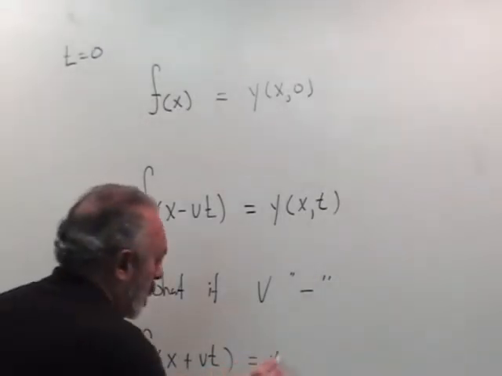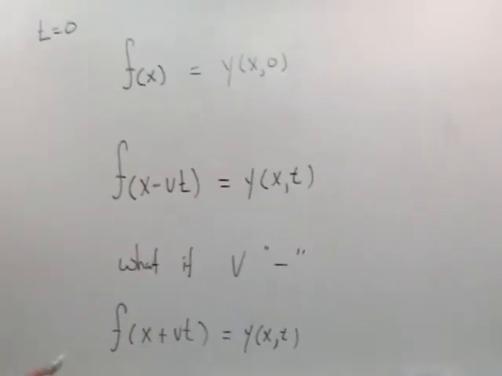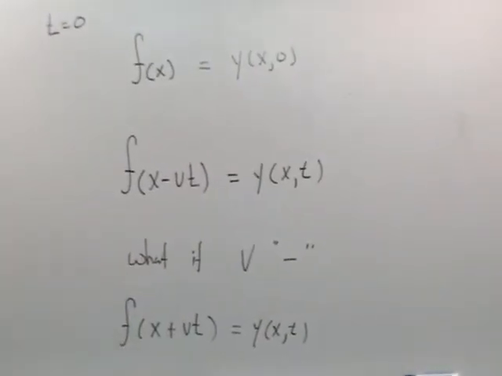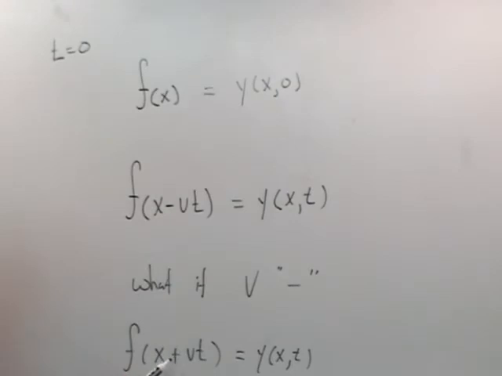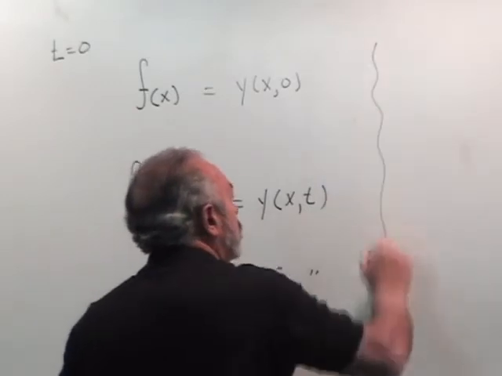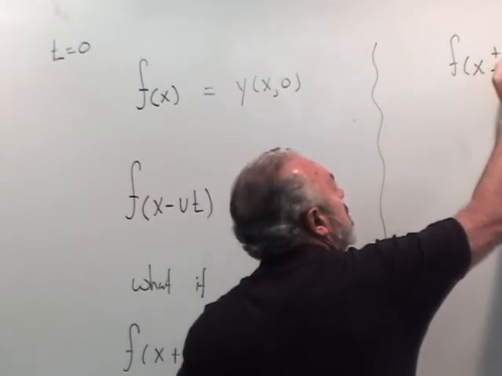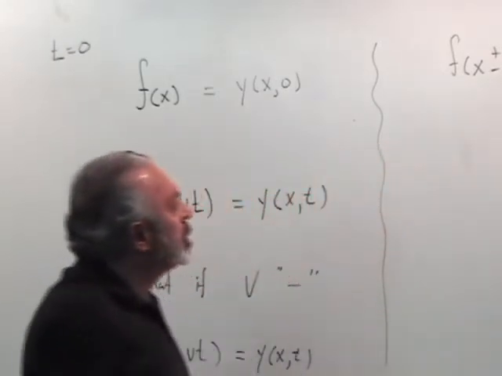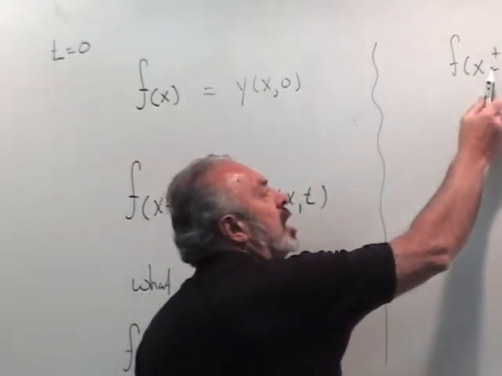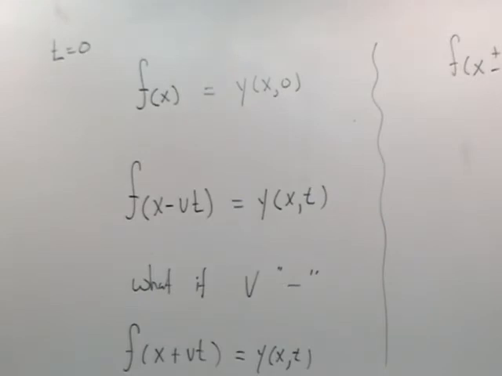So that would be y of x and t. So the sign that you put here is always the opposite of the direction of travel. If the wave is moving in the positive direction, you put a negative sign here. If it's moving in the negative direction, then you put a positive sign there. So generally speaking, I will write f of x plus or minus vt equals y of x and t. And it's up to you to realize that the sign here is always opposite the sign of the velocity vector. If the velocity is in the positive direction, you choose the negative, and so on.